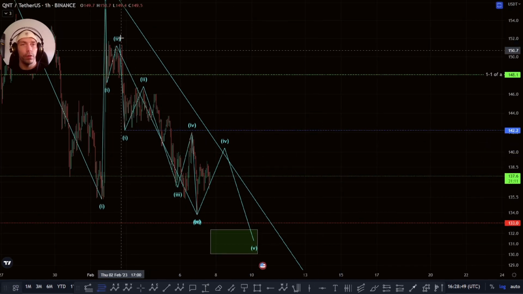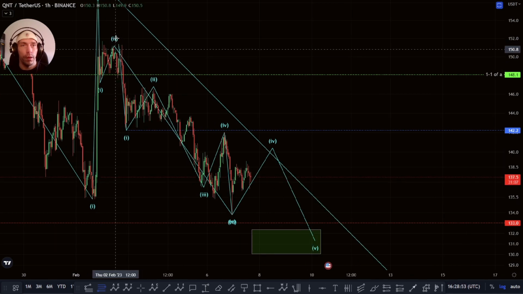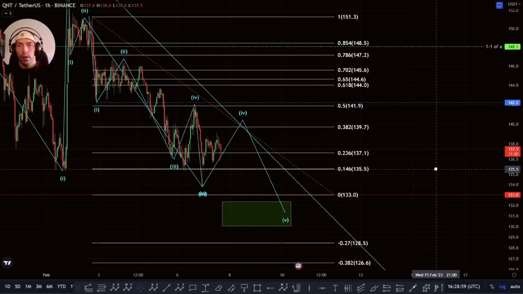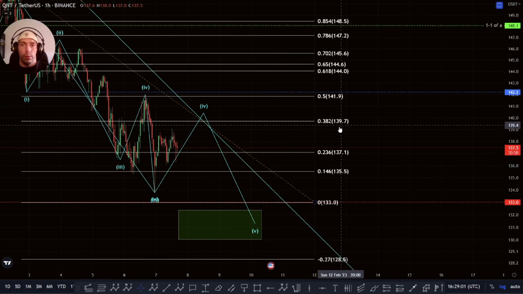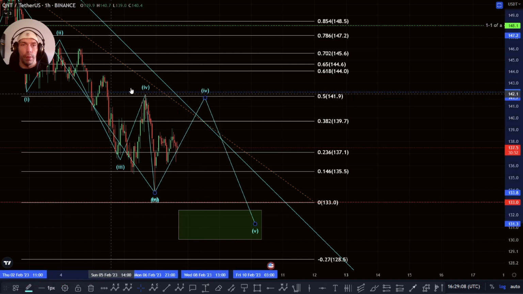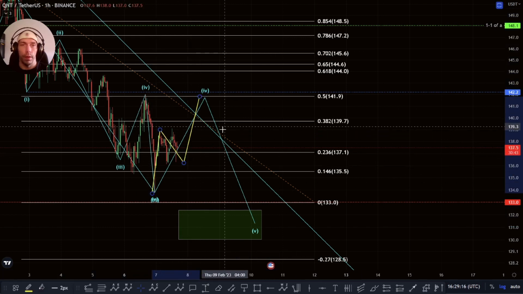So I'm going to measure this now and see what our rejection area would potentially be here. It would have to be from here. Our 382 would be this 139.7, and this 50% would be at the top of this fourth wave. If we do move back up here, it is possible we could complete this as an ABC, a zigzag pattern where this becomes an A, we come back down here for a B, and then we come back up for a C. So this is something that could play out.